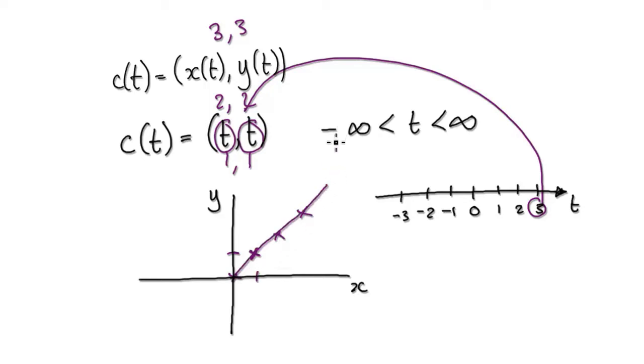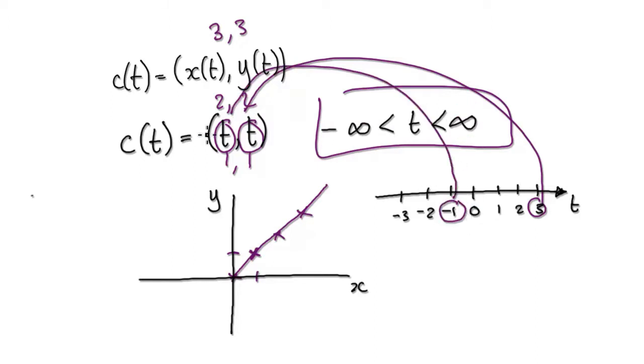But then you also have to look at the domain for this. The time goes from negative infinity to infinity. So when t equals negative 1, put it into here, the location will be negative 1, comma negative 1. So negative 1 is here, and negative 1 is here. So it's going to be here. So when time is negative 2, the location will be negative 2, comma negative 2, which will be here. So you're going to get a straight line.